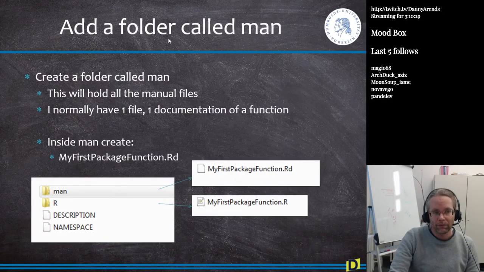So documentation goes into a folder called man. For some strange reason, this doesn't need to be capitalized. This needs to be like lowercase. This folder will hold all of the manual files that you create. Again, same structure, one file, one documentation of a function. So inside the man folder, I create my first package function.rd, so R documentation file. So now my folder looks like this, namespace, description, R file with the my first package function.r in there. And then I have a manual folder called man where there's the documentation.